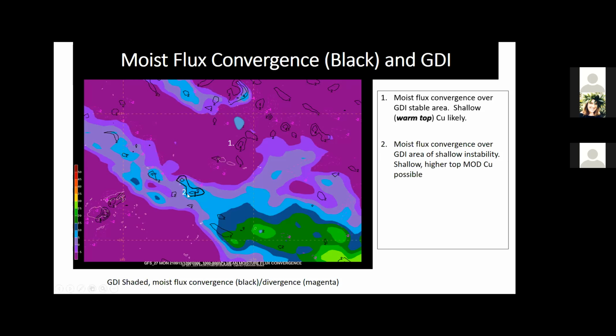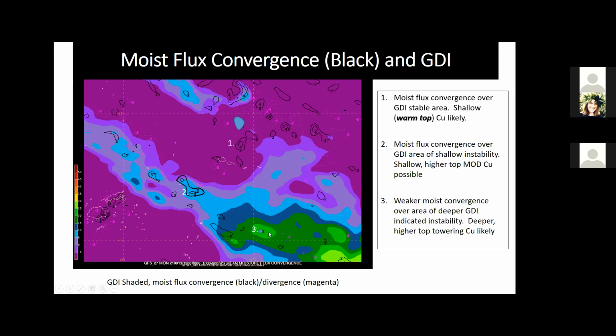Now, in this one, the GDI is increasing, so we have a better chance of deeper convective instability, and now we add the moist flux convergence, so we have a better chance for higher tops and possible moderate cumulus. So while before we were looking at mostly 850 flow, now we're starting to look at an area where the 850 to 700 might be more applicable.